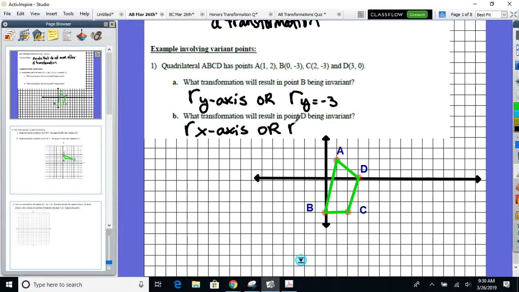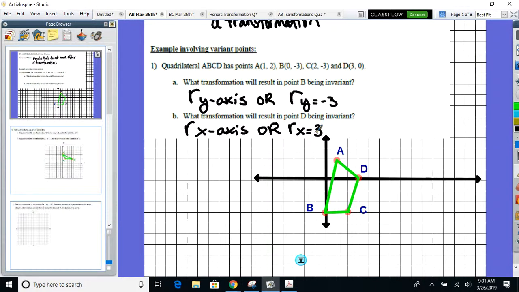Or reflected over, now that you know, it should be a little easier now. What line could I reflect it over, other than the x-axis? Hi, Emma. X equals 3. Perfect. Yep. All right, so everyone good? Invariant points don't move after a transformation. They stay exactly where they are.